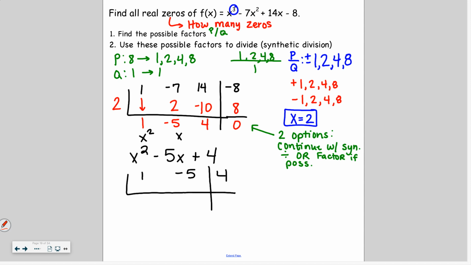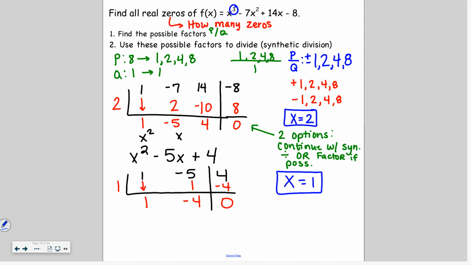All right, next I'm going to try 1. Because remember, I told you to try the positive and negatives of 1, 2, and 3 first. You have that option. So bring down the 1. 1 times 1 is 1. Negative 5 plus 1 is negative 4. 1 times negative 4 is negative 4. 4 minus 4 is 0. There is a second one. So x is equal to 1. One more.